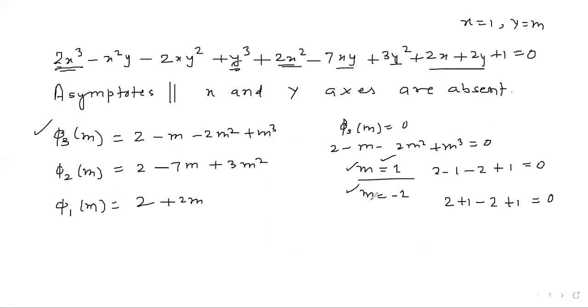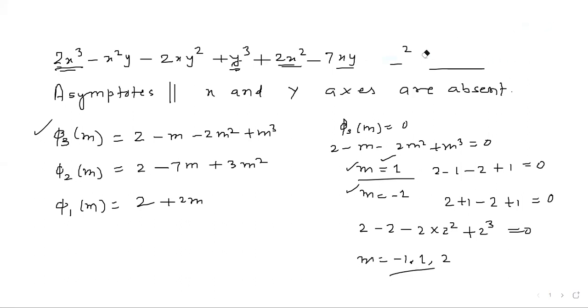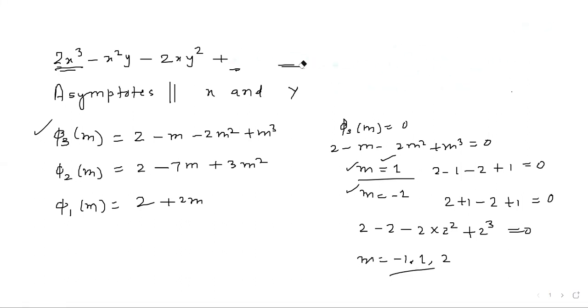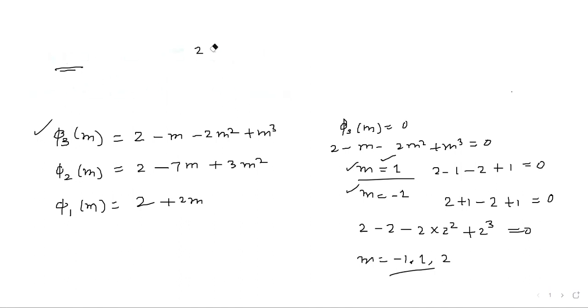And let's again apply the guess method. If we put m equal to 2, we get 2 minus 2 minus 2 into 2 square plus 2 cube, which will again give 0. It means we have got all three roots, m equal to minus 1, 1 and 2. So we write these values here. Other methods are also there to find the values of m, and you have already studied them. Now we have to find the corresponding values of c also, for minus 1, 1, 2.